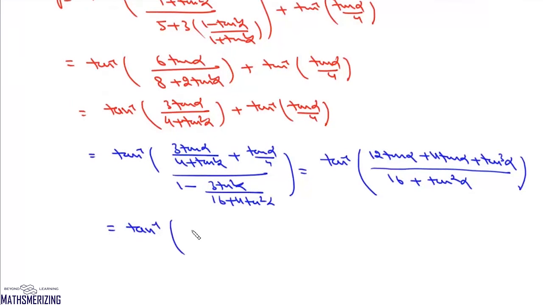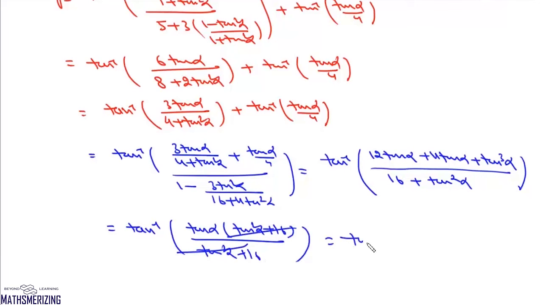Then we can write this as tan inverse tan alpha, and it will be tan square alpha plus 16 upon tan square alpha plus 16. Now tan square alpha plus 16 will cancel. We'll get this as tan inverse of tan alpha, which is equal to alpha, since in the question it says alpha lies in the principal value range of tan inverse. So the answer to this question is simply alpha.